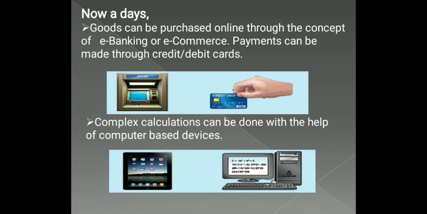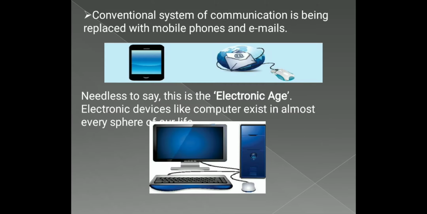Nowadays, goods can be purchased online through the concept of e-banking or e-commerce. Payment can be made through credit card, debit card, and several types of online apps like Google Pay, Bheem Pay, Phone Pay, etc. Complex calculations can be done with the help of computer-based devices. The conventional system of communication is being replaced with mobile phones and email.